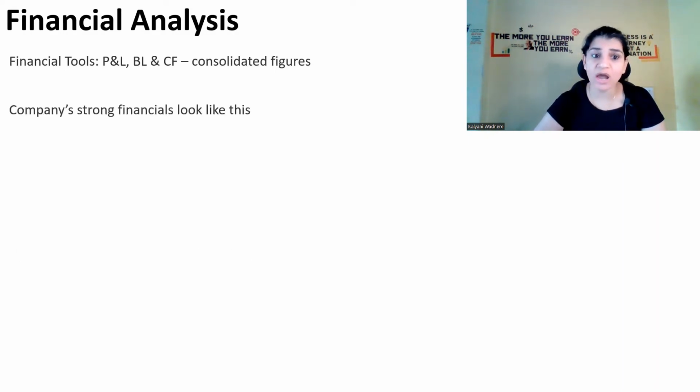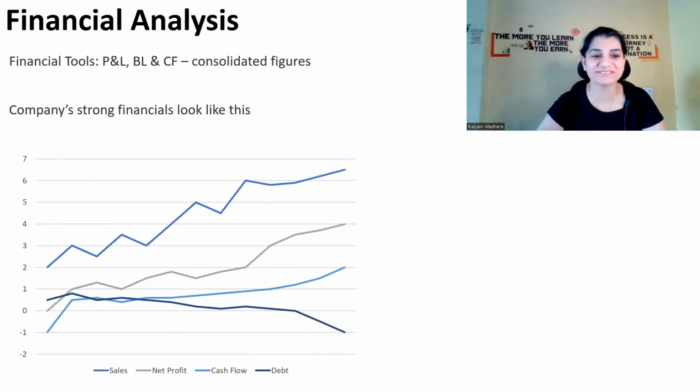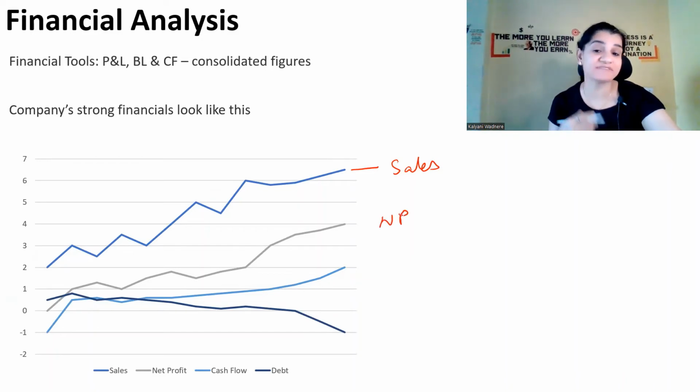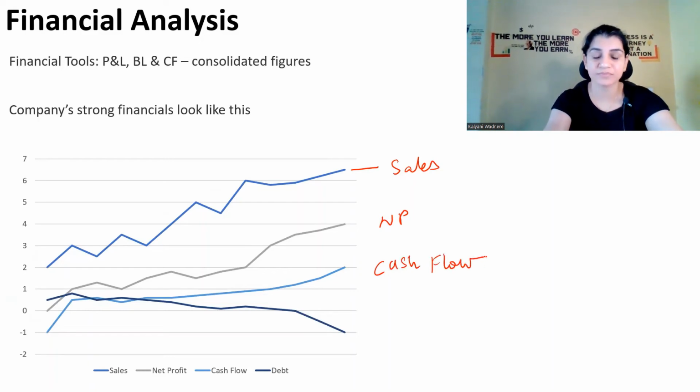So let me show you how we understand whether the company's financials are strong. This is how it will look. You can see on the top, the graph that I have given over here. On the top, this is the sales figure, the sales of the company, that is revenue. The second is net profit, that is the final profit the company is making on any product or service that they are dealing with. The next one is the cash flow. And the last one is the debt or the loan that the company has taken.